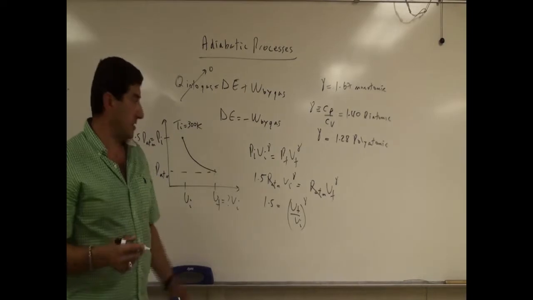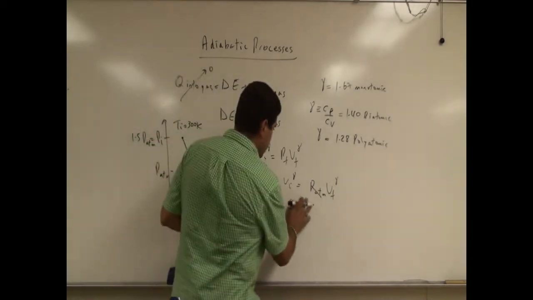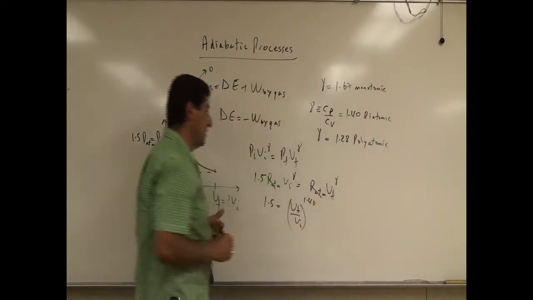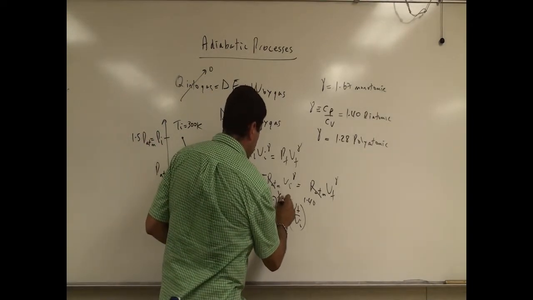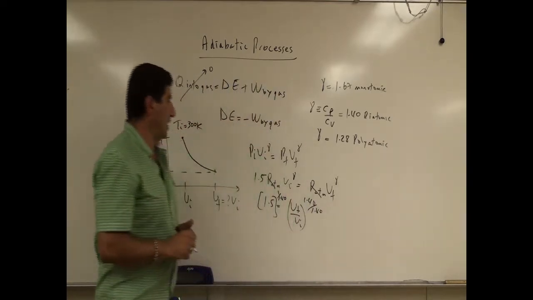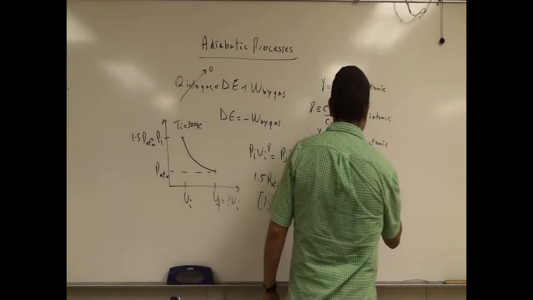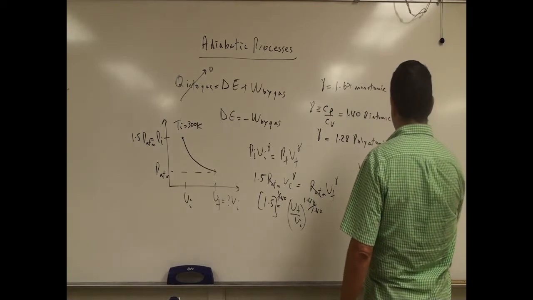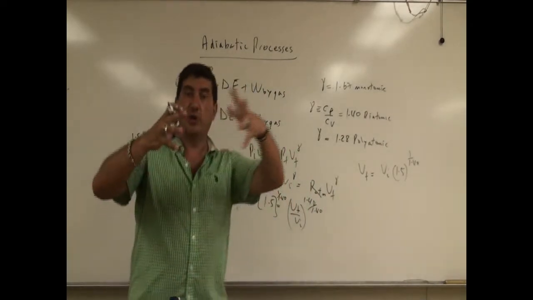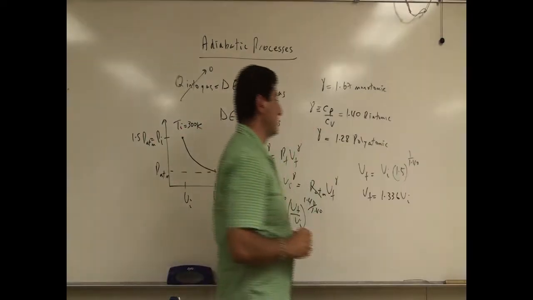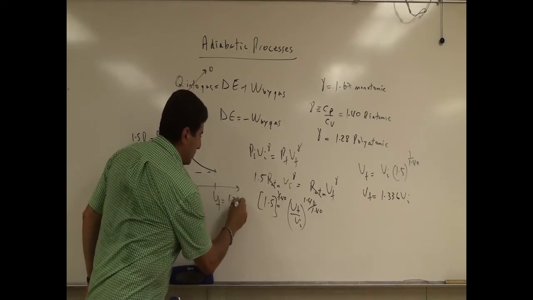Then let's say the material in there is a diatomic molecule, so gamma is 1.40. Now I can raise both sides to the power 1 over 1.40. This cancels, and I get V final is equal to V initial times 1.5 to the power 1 over 1.40. That tells me by what ratio the volume expands. So the final volume with respect to the initial volume is 1.336 V initial.